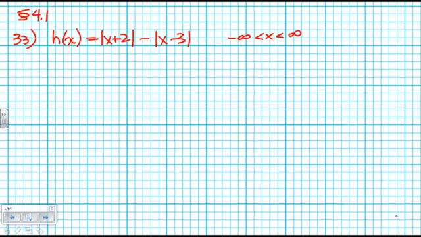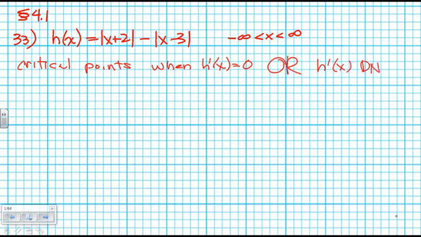Okay, so critical points are when h prime of x equals 0, or h prime does not exist.